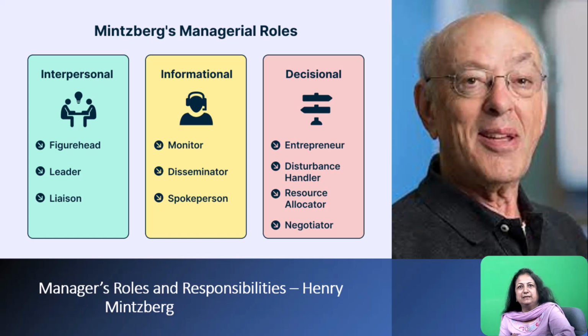Decisional roles: as an entrepreneur, you bring new things, novel ideas. As a disturbance handler, you manage conflicts and disturbances. Resource allocation involves the most important decisions you will make. In a hospital, how many people should I put on the floor, how many nurses in the ward, and so on. And then you negotiate, whether it is work negotiation within the organization or vendor management and negotiations outside. There are a lot of important roles that we play.